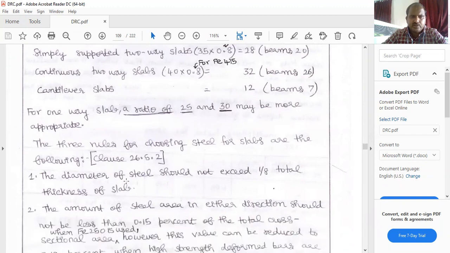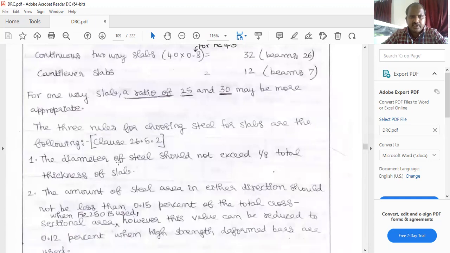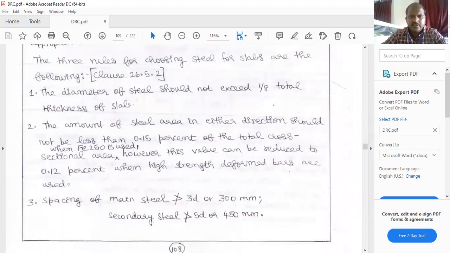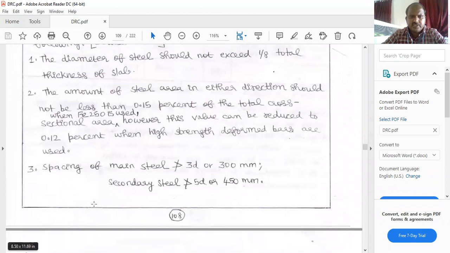The three rules for choosing steel for slabs are the following. The diameter of the steel should not exceed 1 by 8 of the total thickness of the slab. The amount of steel area in either direction should not be less than 0.15 percent of the total area; however, this value can be reduced to 0.12 percent when high strength deformed bars are used. Spacing of the main steel is 300 mm, and secondary steel is 450 mm.